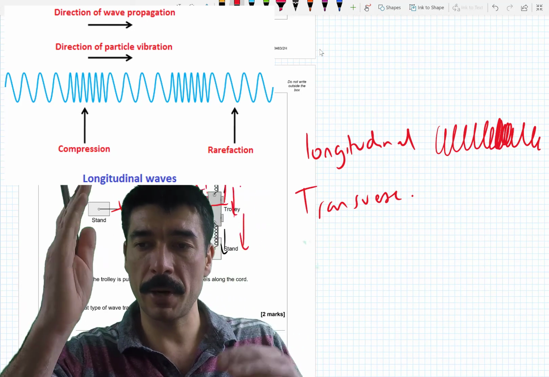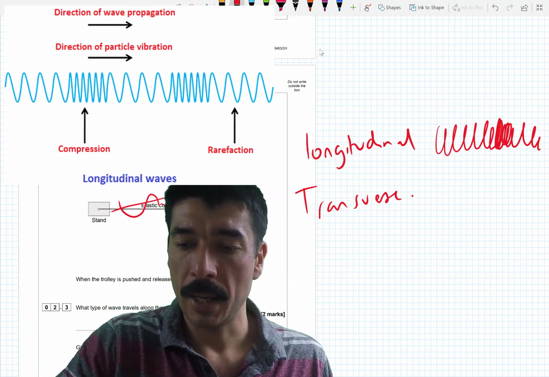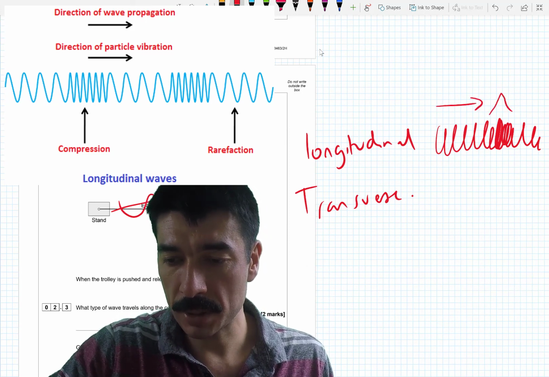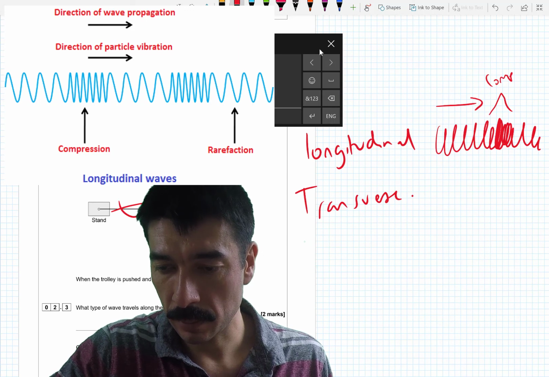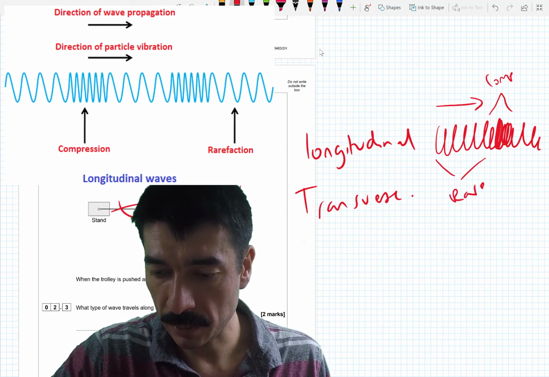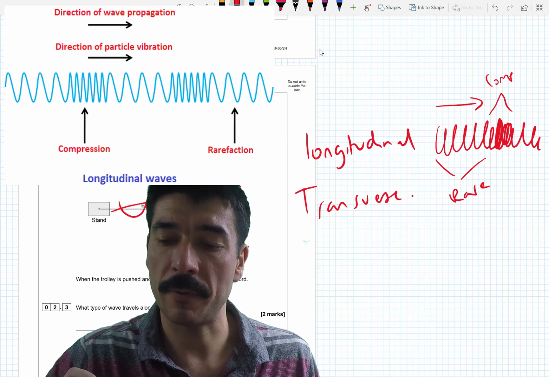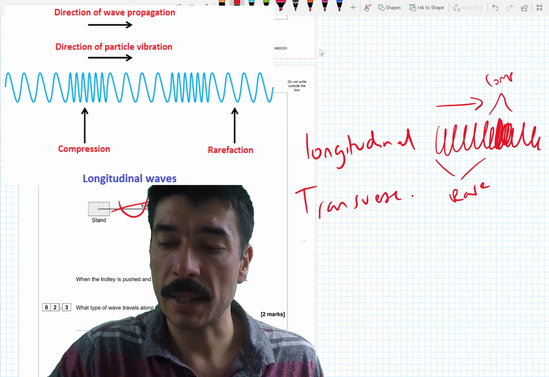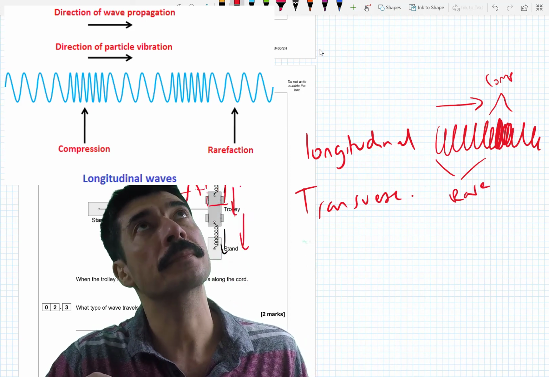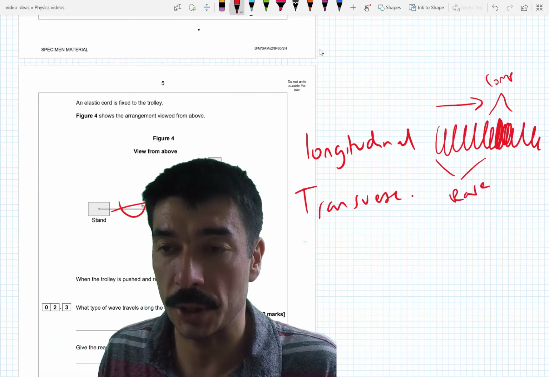So you might get a spring and give it a whack like this, and a ripple will travel through the spring, say, for instance, in this direction, and you've got compressions and you've got rarefactions. So compressions and rarefactions, and that is the energy traveling through the medium, and the oscillations are in the same direction as the transfer of the energy.